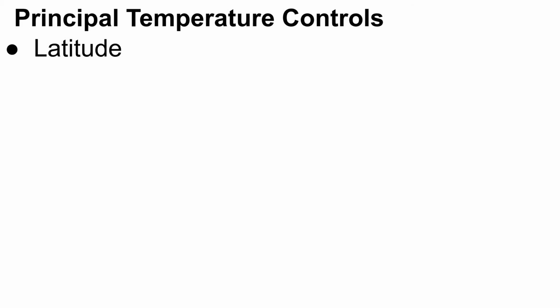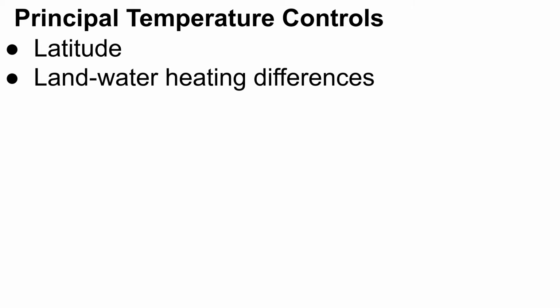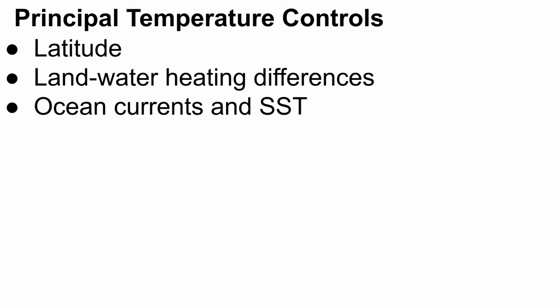Let's talk about the principal temperature controls. I think I could summarize this by saying it's cool to be high. High temperatures in the mountains, it's cold. High latitudes are the poles, it's cold. So the main control on temperature is going to be latitude, followed by land-water heating differences. I'll talk more about what that means. Ocean currents and sea surface temperatures have an effect on temperature. And elevation is going to play a role in temperature patterns.